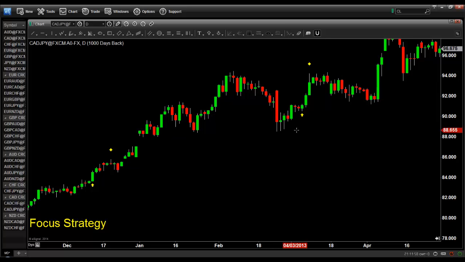But even with no discretion whatsoever, if you just simply took every trade that the indicator produced, you would be making some phenomenal returns. I mean, all I can say is I hope you enjoy using the focus strategy indicator as much as we do.